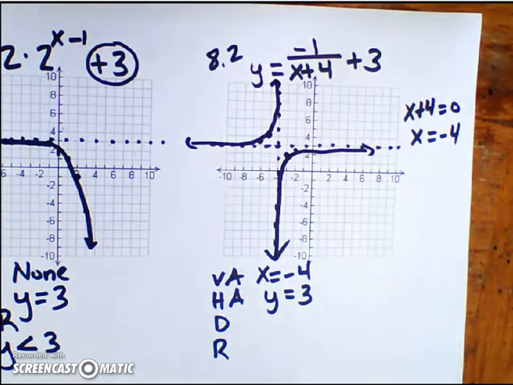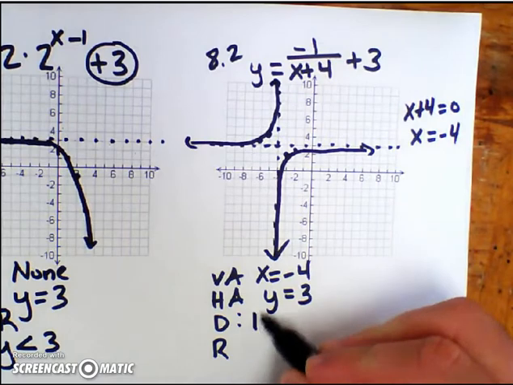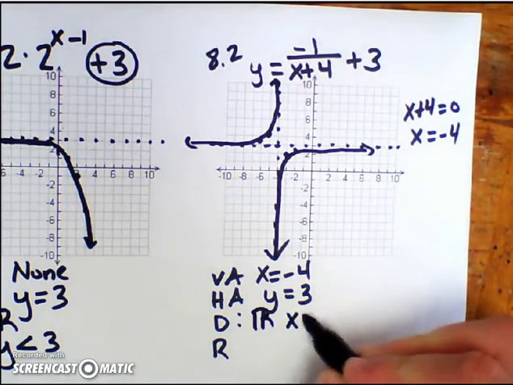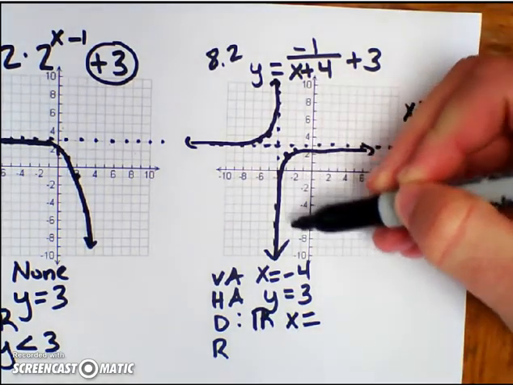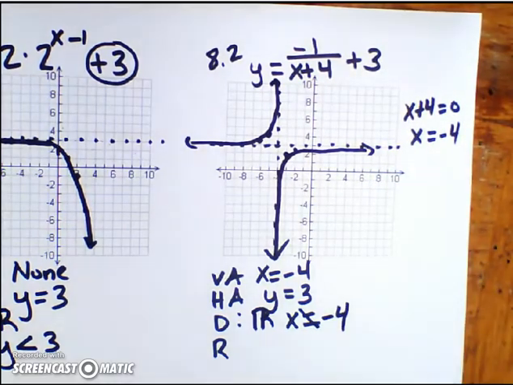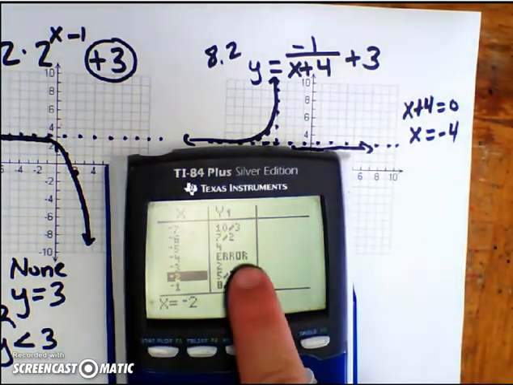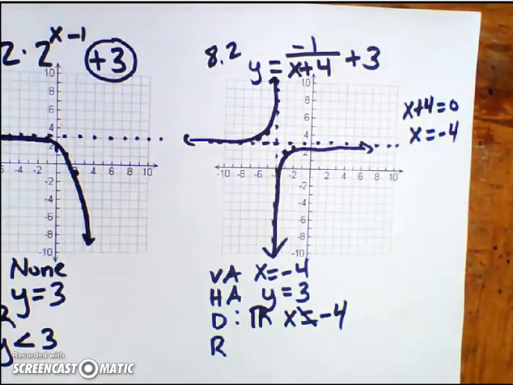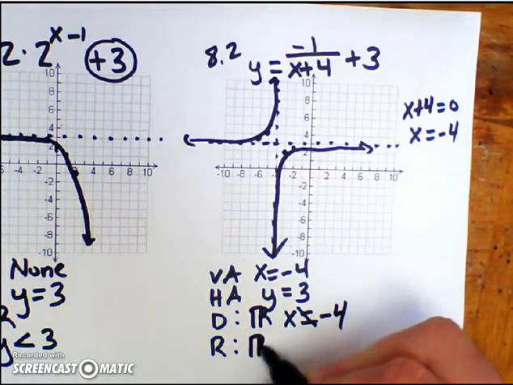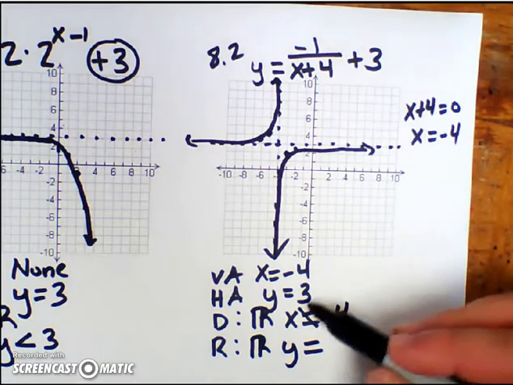But what's easy about this is once you've got these 2 asymptotes done, your domain is all real, but your x never comes in contact with that vertical asymptote. So x cannot be negative 4. That's the only x value that it can't be. That's why it has an error sign in your calculator. Your range is the same thing. All real, but y cannot be equal to that horizontal dotted line, which is located at 3.